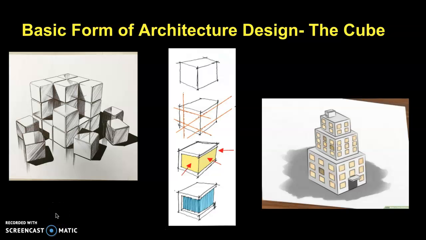Probably the most basic form of architecture design would be the cube. And here you have a very simple 2D drawing of a cube. A cube has 6 sides, but as you see when it is drawn, you usually only see half of the sides of the cube. 3 sides here, and then 3 sides, of course, that you can't see in the back, and then the bottom. Here is an architectural drawing of a stack of cubes, and then a simple building structure.